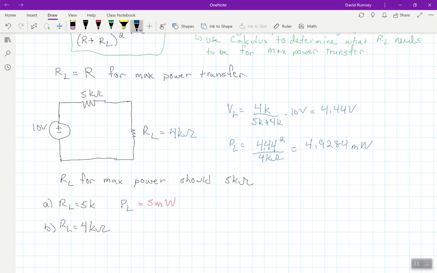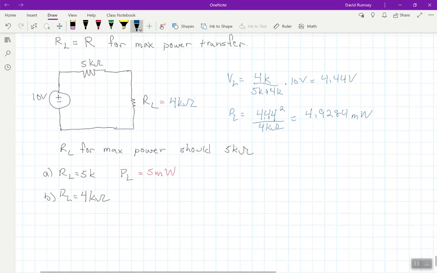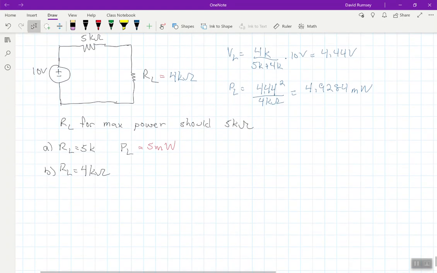And you can do 6K to convince yourself if you think, well, wait, if I put a larger resistor in there, I'm going to have more voltage. You won't get more power, though. The maximum power is when RL is equivalent to this resistor here.